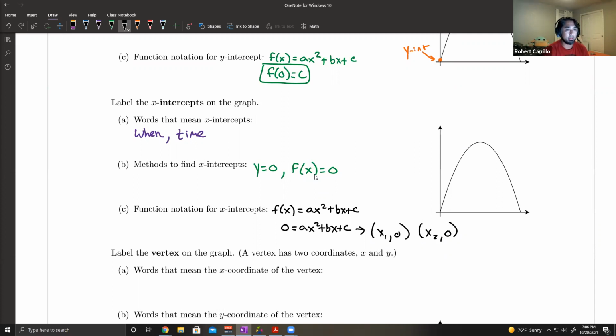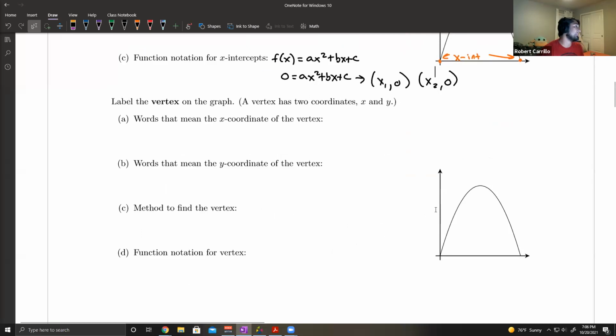Okay. And label the X-intercepts on this graph. Well, your X-intercepts are where you touch the X-axis. So looking at this one, I would assume there's an X-intercept here and an X-intercept there. Okay. And then last, we know since we have a quadratic function, we have a vertex. It is the main point of the parabola. So looking at this parabola, this would be our vertex.